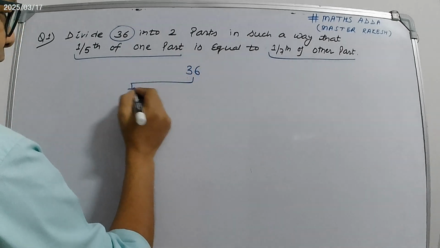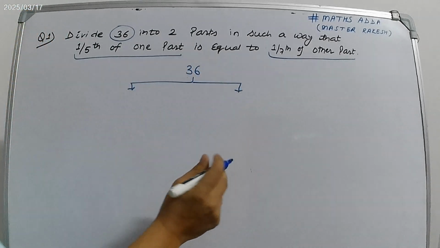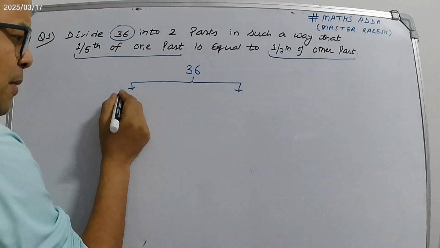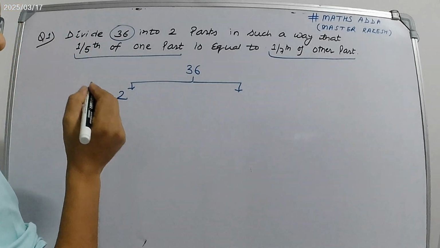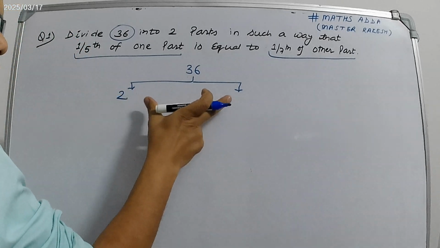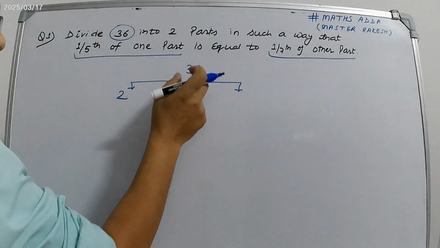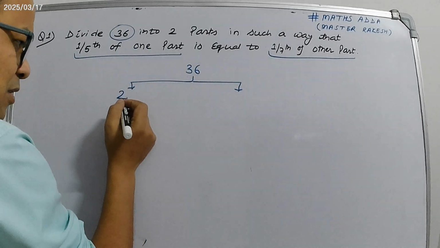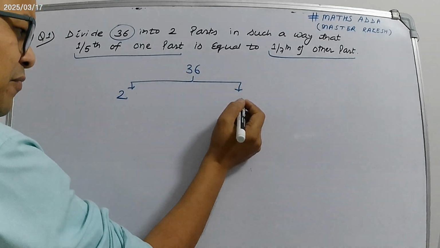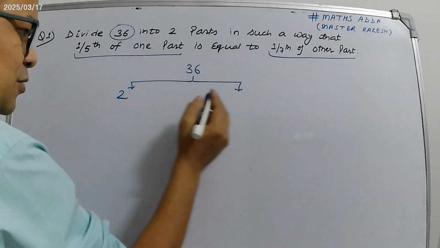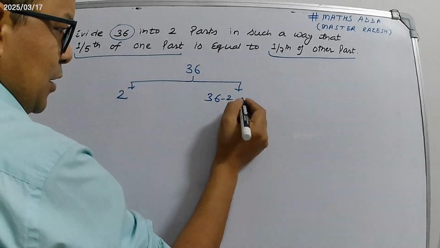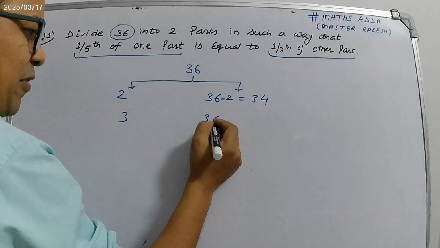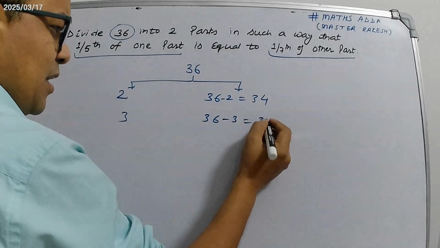It is like this. You have to divide it into two parts. If suppose I tell you the first part, let's say the first part is 2. What will be the other part? What two quantities make 36 together? If one part is 2, the other part will be 34. How? 36 minus 2 equals 34. If one part is 3, the other part will be 36 minus 3, which is 33.